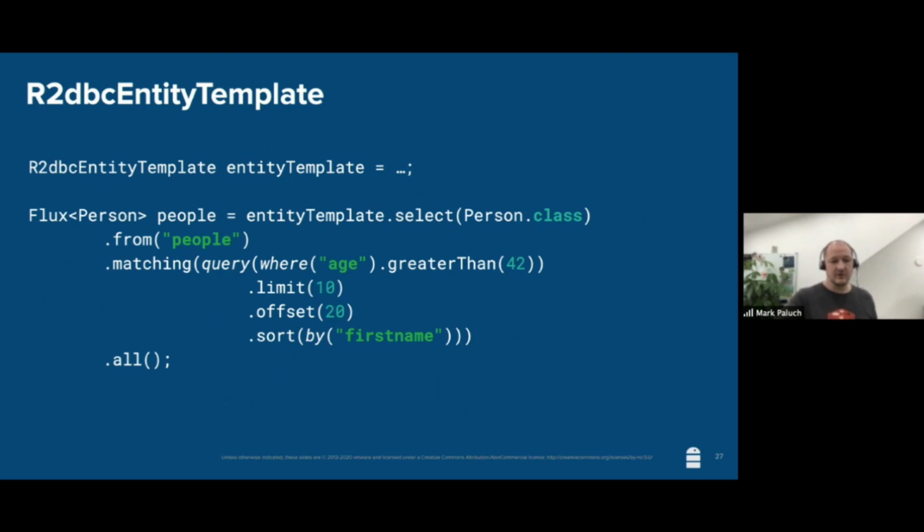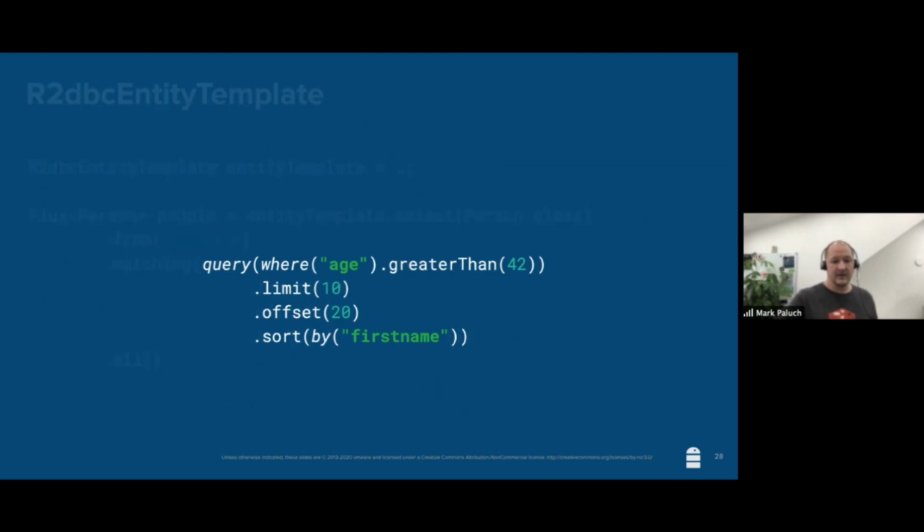Let's take a closer look on the query itself. The query allows you a pretty extensive specification of the where clause. You can, if you like, use limit offset-based pagination, and this is then transferred into the actual SQL query. You can specify the sort order and many more parameters on the query object.